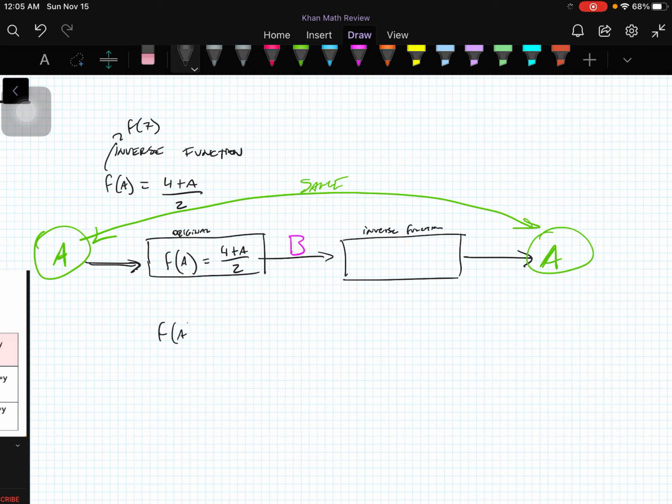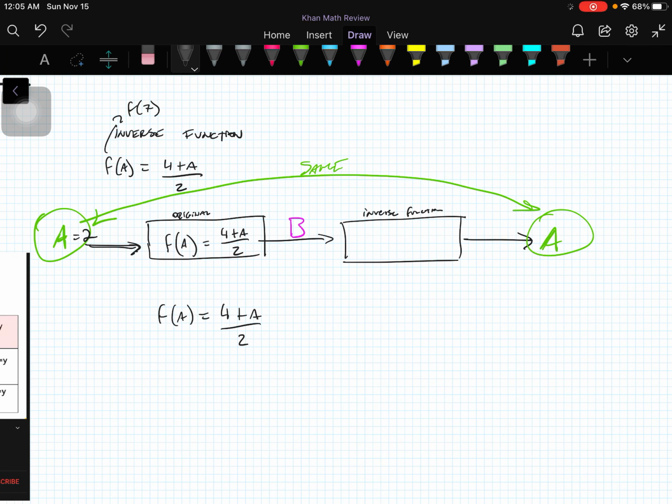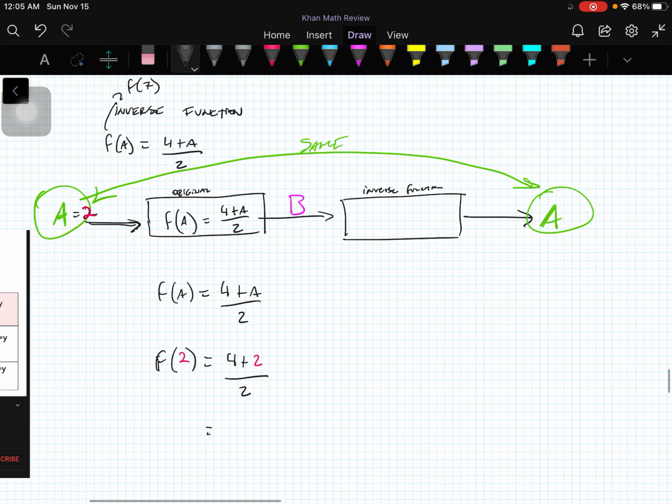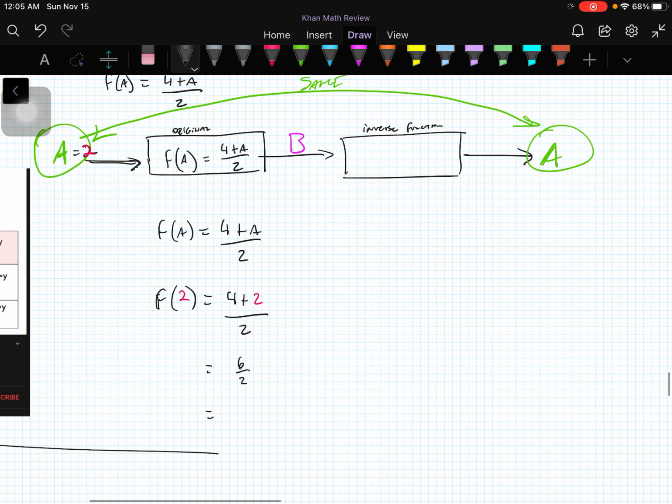So f of a equals 4 plus a divided by 2, and let's say that a equals 2 to make it super simple. We're going to use the number 2, and that's going to give us b. I'm thinking out loud. So f of 2 equals 4 plus 2 divided by 2. That's going to be equal to 6 divided by 2, which equals 3.